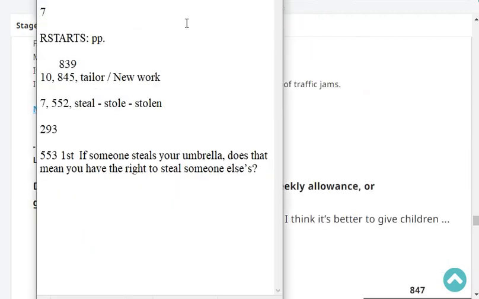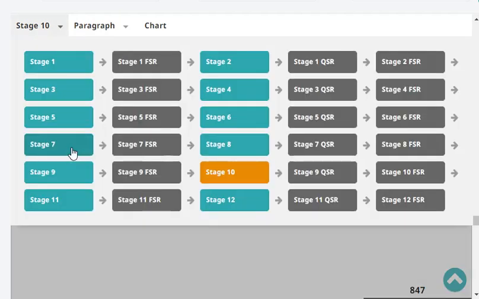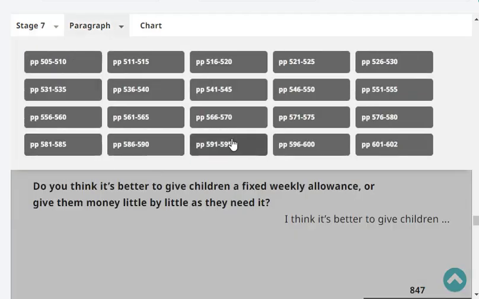Okay, so now let's move on to our reading. Our reading is at stage 7, page 552. Last headword was steal, stole, stolen. Please start reading at page 553. First question.